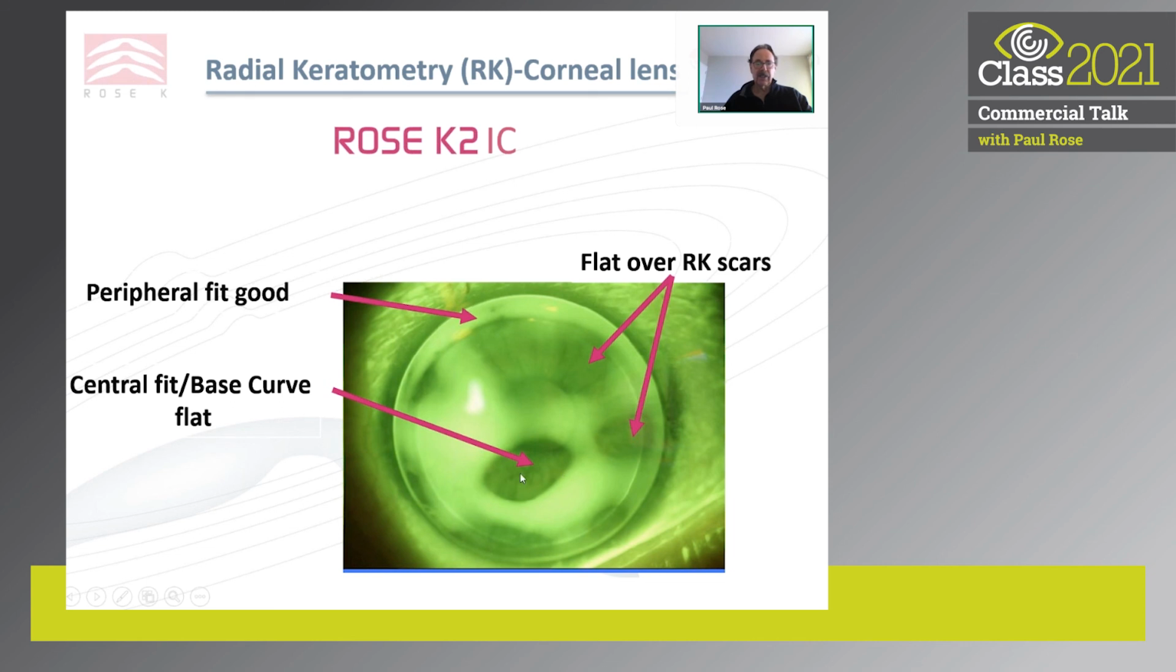We've still got a large ectasia area here, which is flat. The space curve is flat. Periphery looks good, but we've got the lens bearing over these scars. So typically corneal lenses don't do so well on RK.